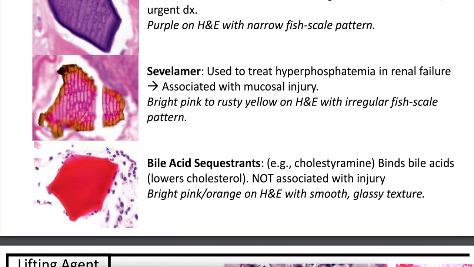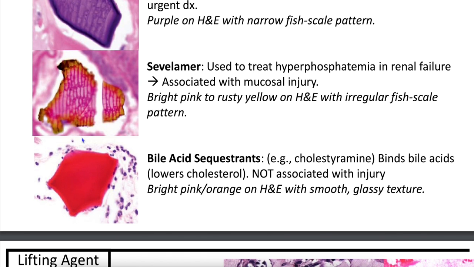We're almost there. Cevimeter, you'll have this bright pink to rusty yellow on H&E with irregular fish scale pattern, and used to treat hyperphosphatemia and renal failure and associated with mucosal injury.